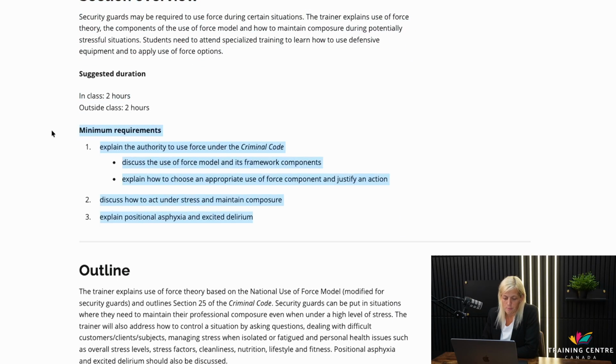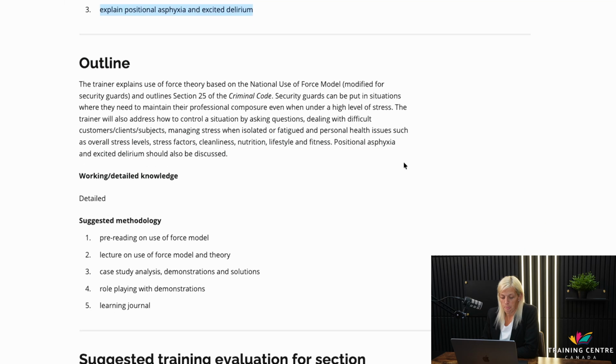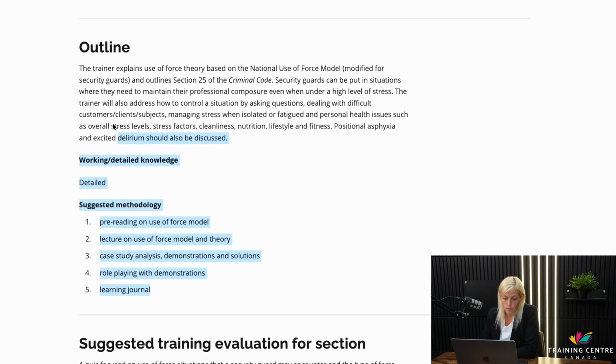The minimum requirements here: we're going to explain the authority to use force under the Criminal Code. We're going to discuss the use of force model and its framework components. We're going to explain how to choose an appropriate use of force component and justify an action. We're going to discuss how to act under stress and maintain composure. And we're going to explain positional asphyxia and excited delirium. The outline here: we're going to use the use of force theory based on the National Use of Force Model modified for security guards and outline Section 25 of the Criminal Code.